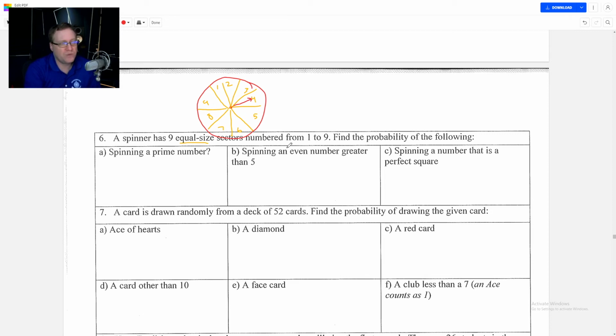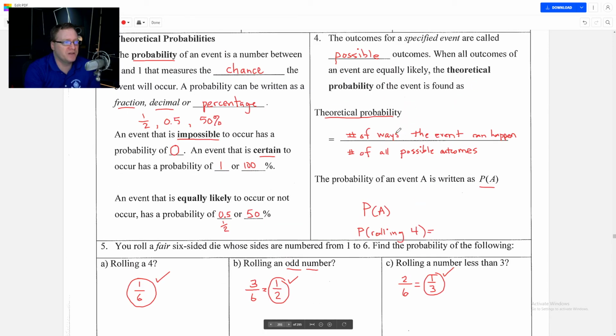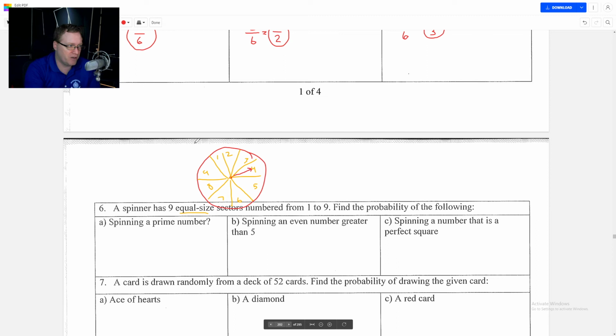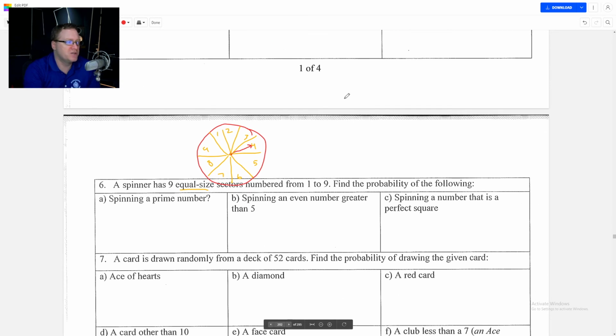So we can use this formula. Remember, this works if all of the outcomes are equally likely, all right? And in this one, they are equally likely. So we can use the formula again. So it says here, find the probability that we spin a prime number. All right, what are the prime numbers? Remember, prime numbers are numbers that are only divisible by 1 and themselves.